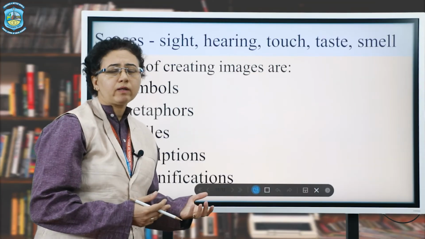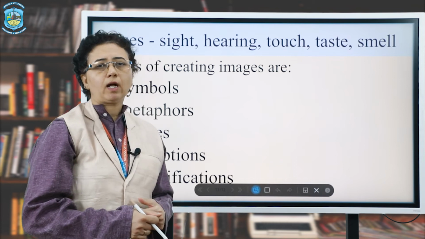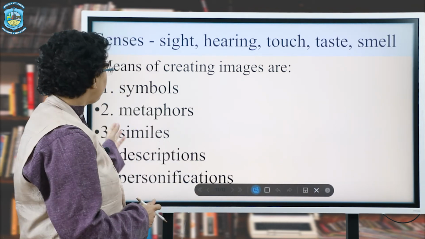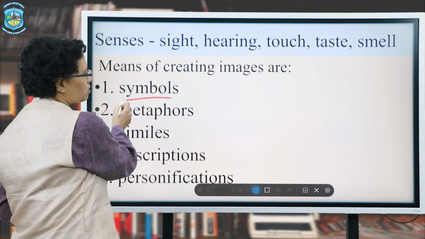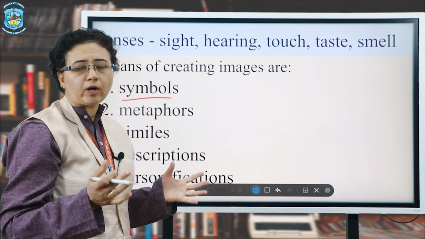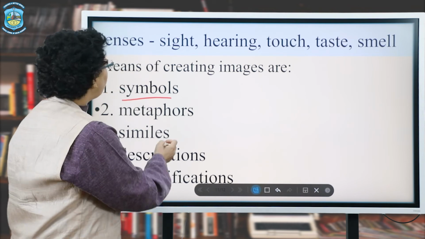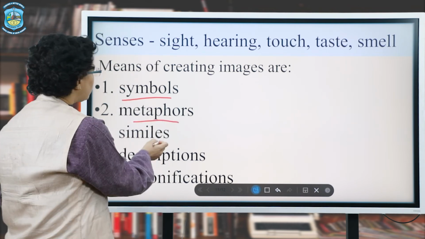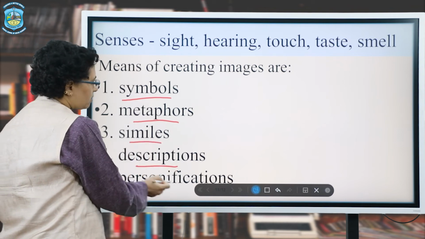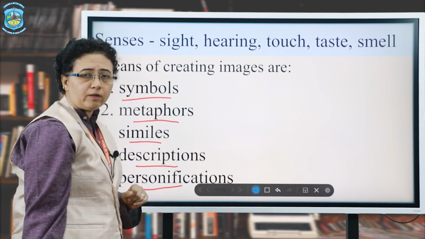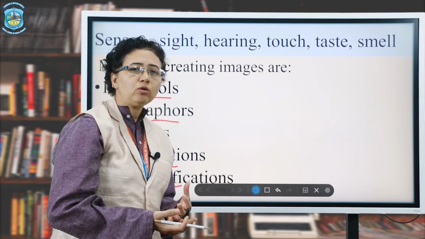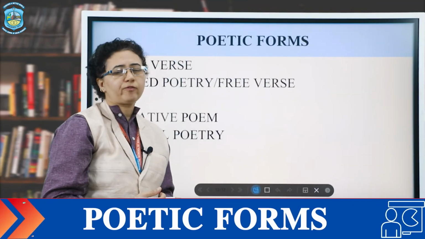But how are these created in a poem? There are various devices to create imagery, and some of them are symbols we can use in order to create an image in front of the eye. Then metaphors are used, again a type of comparison. Similes, descriptions, even personifications. These create visual images in front of the reader, and also they can relate to various senses. The last element is the poetic form.